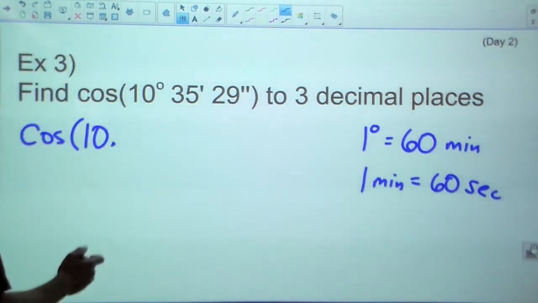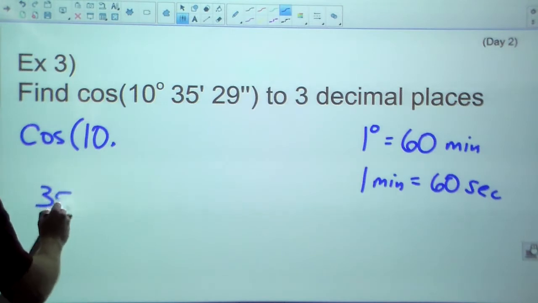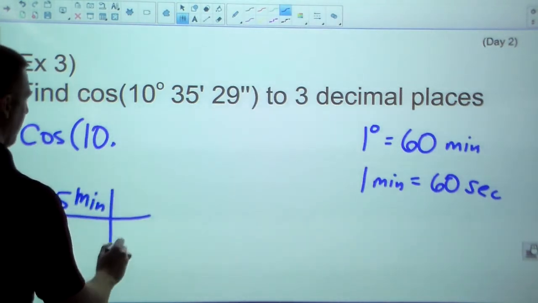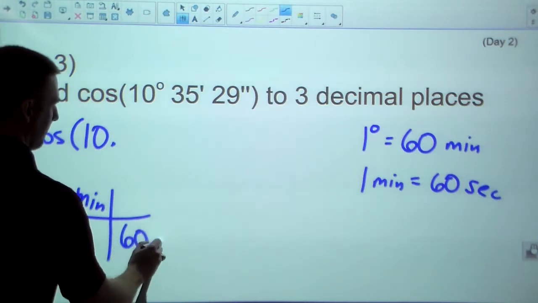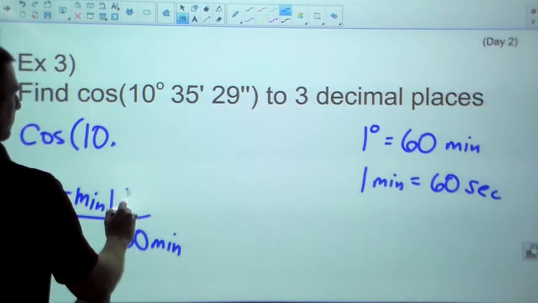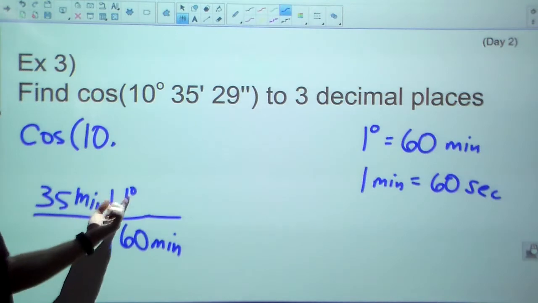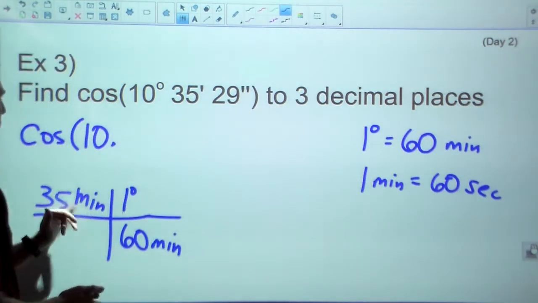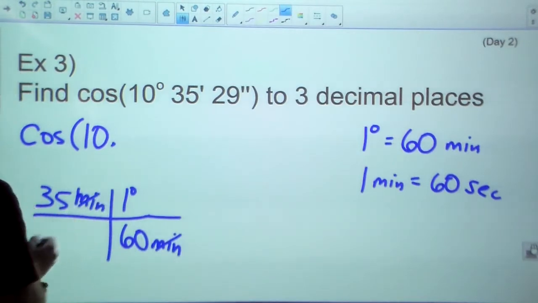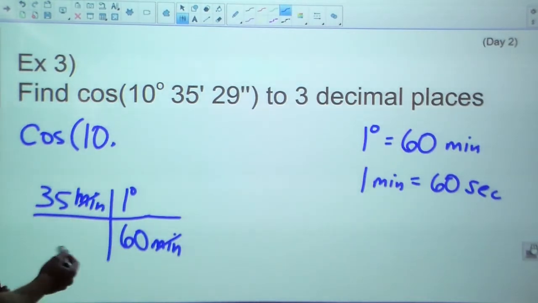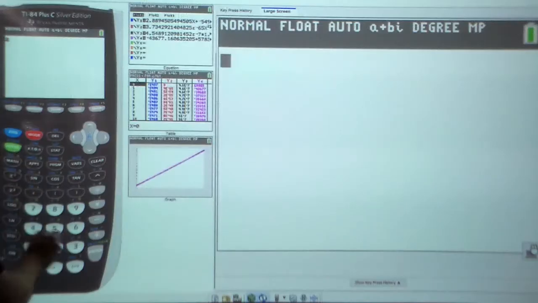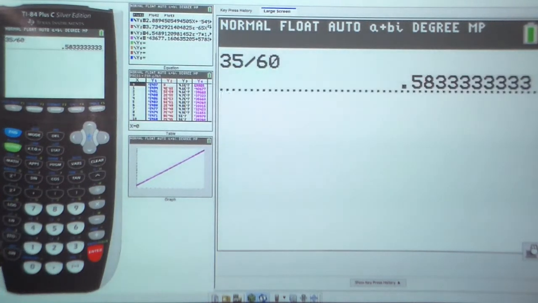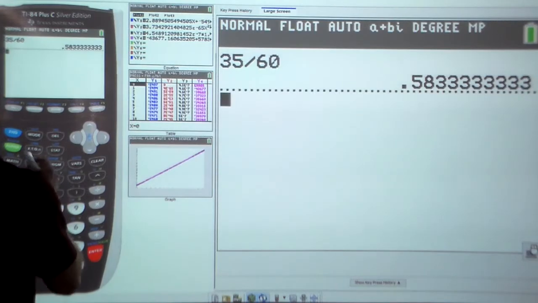So you have 35 minutes, and I would just do a little conversion table. 35 minutes, well, there's 60 minutes per degree. And the reason I want to go with degree is because I want this to be 10 point something, so however many degrees. So let's get that reduced down. I'm just going to pull up the calculator and do that. It's 35 divided by 60. But I do want to go with the decimal, so about 0.583 repeated.